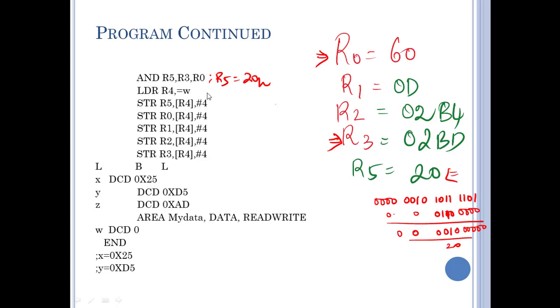Then increment by 4 memory locations, because each memory location can store only 8 bits, and this is a 32-bit register. So after storing R5 at the address pointed out by R4, increment your pointer by 4 and then store all your intermediate results, namely R1, R2, R3 and R0. Let us do this program in Keil.